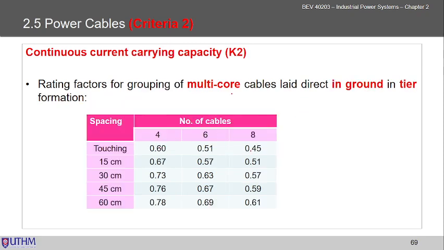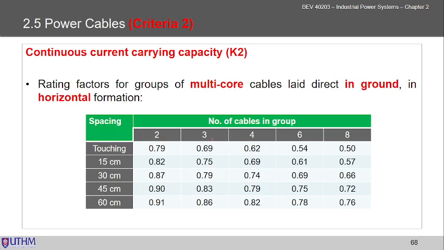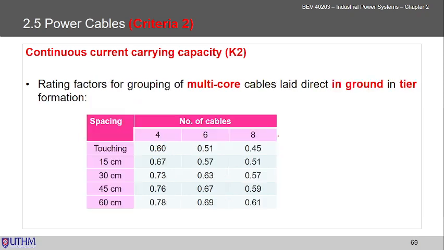And still with multi-core cables, we still lay in ground, but this time no more in horizontal, but in tier formation. The tier formation is the vertical formation. So same thing, we need to know the spacing of the cables and the number of cables like this one. Of course the numbers here are 4, 6 and 8, so it's quite different from this one, because this one is arranged in horizontal formation and this one is laid in tier or vertical formation.